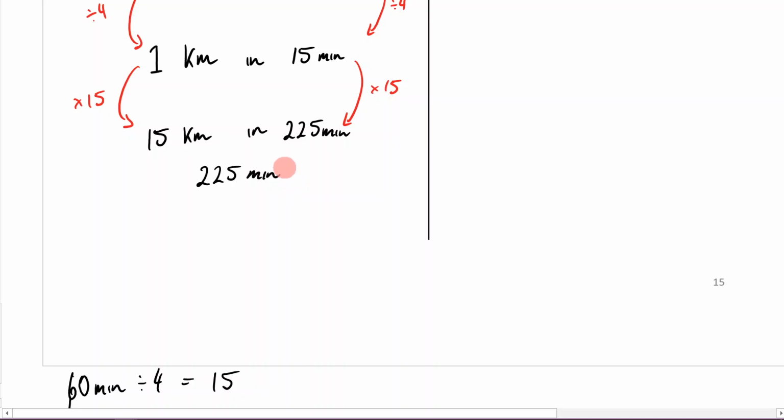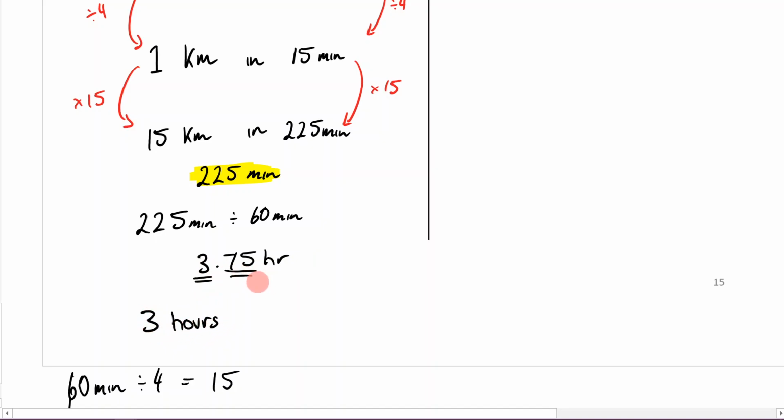But remember, we don't like writing it like that. We don't like writing our time as 225 minutes. What we would prefer to do is write that in hours and minutes. So I'm going to take that 225 minutes and divide it by an hour. And I know that an hour is 60 minutes. When I do that on my calculator, 225 divided by 60, I'm going to get 3.75 hours.